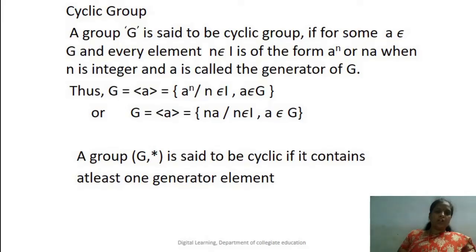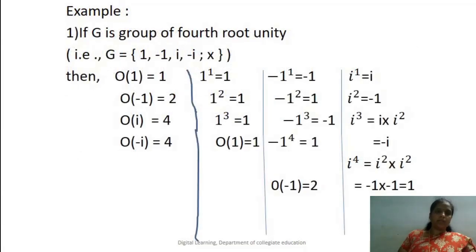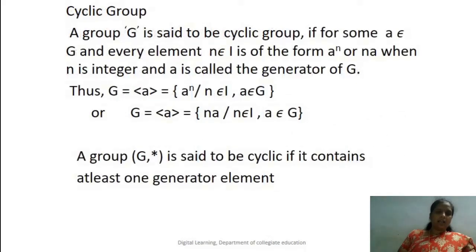A group (G, *) is said to be cyclic if it contains at least one generator element. Cyclic group means it is of the form a power n or n into a. In other words, we can say that if it contains at least one generator element, then that group is said to be cyclic.